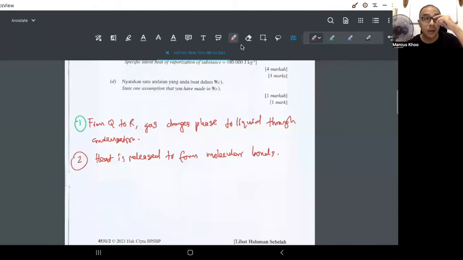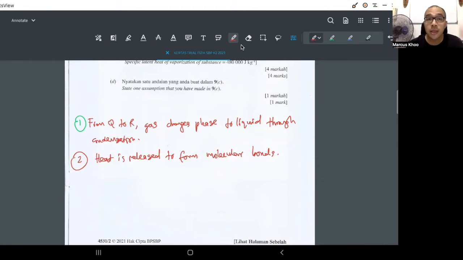So if you did the question with me when we did, I can't remember which state, is it Malacca maybe? Kan kita cakap pasal absorbing heat. So it's good that we do this paper because this is a release heat one. So the explanation is almost the same, but slightly different. Talk about the process, and then talk about what the heat is used for. So first point, Q to R, the process is condensation. Gas changes to liquid.